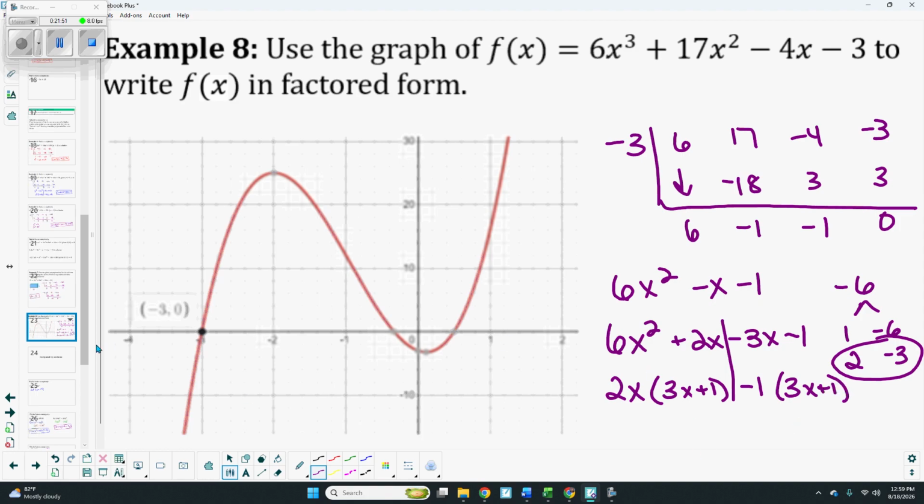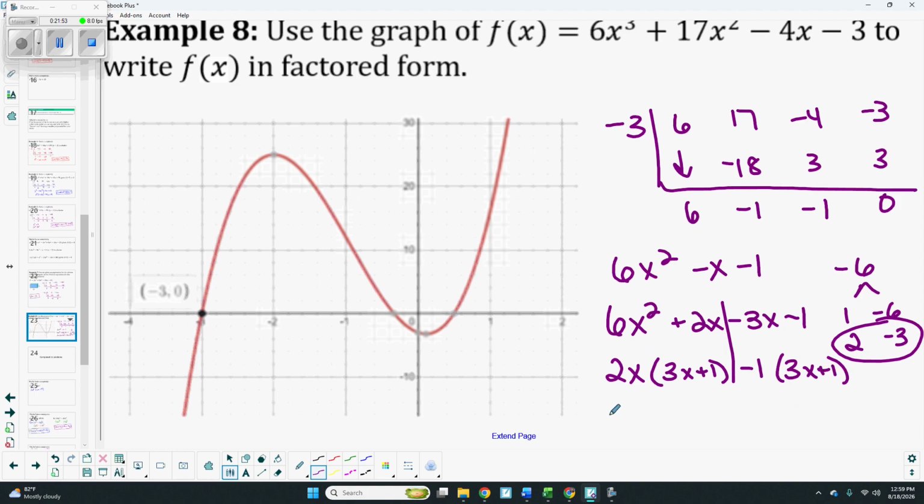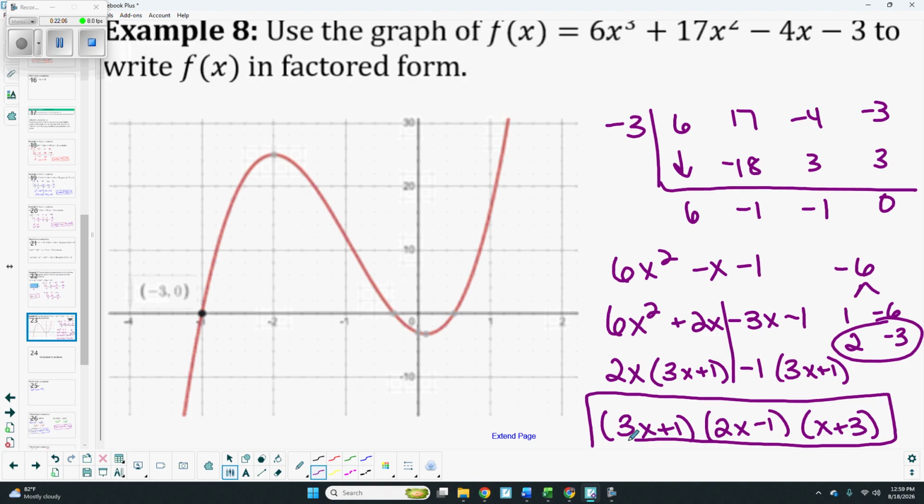So that means in factored form, we have the 3x plus 1. We have the 2x minus 1. And we have the original x plus 3. And that is now fully factored. And that is the end of factoring polynomials.